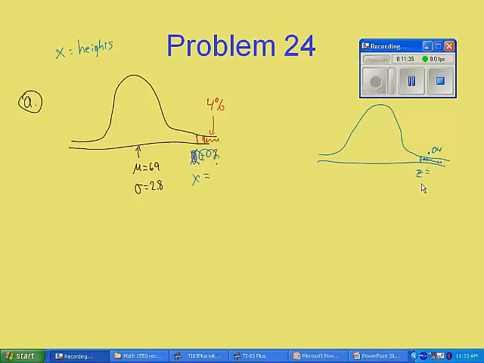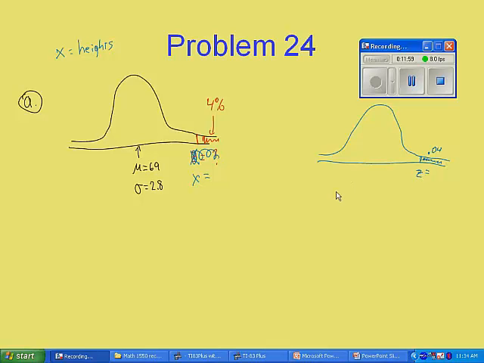I don't know what z is. They told me they want the top 4% of the people. So the question is, how tall is that? Notice 4% is here and 4% is here. It shows up both places. Although, when you go to the standard normal distribution, this is actual area here.